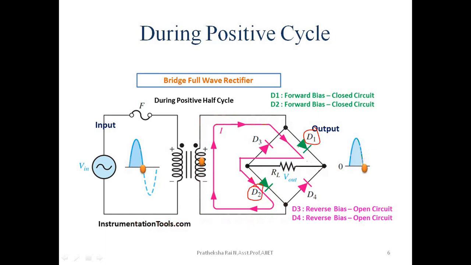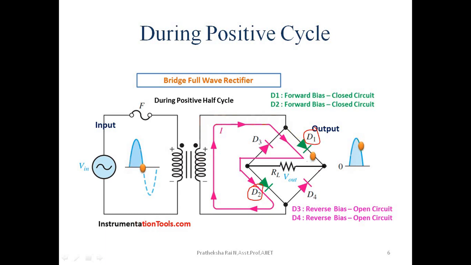So from D1, it will flow in this direction because D3 and D4 are open. So it will choose this path, that is from D1 it will go to the load resistor RL, and from D2 it will go back. So this is a complete path. And see the direction of the current, it is in this direction. Whatever the positive half cycle of the input is delivered at the load across the output. The direction of the current is the same as we are giving the input.